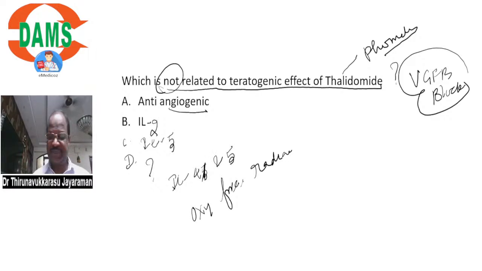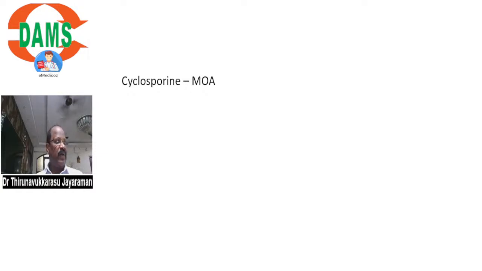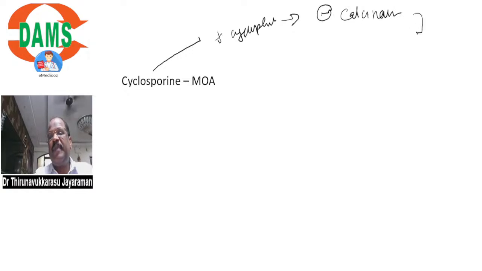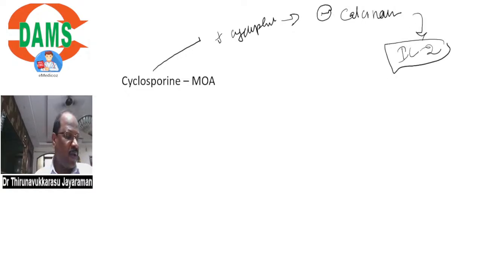Okay, wait. Next, whether a cyclosporine mechanism of action based question came or not. Actually, cyclosporine binds with cyclophilin, thereby inhibiting the calcineurin pathway, thereby inhibiting synthesis of interleukin 2.